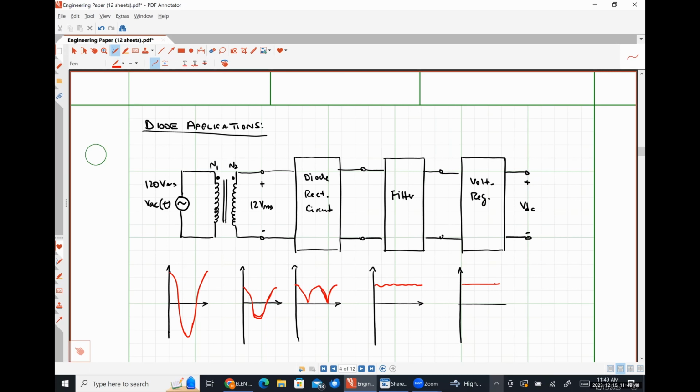Right? So we have our AC time varying signal, our step down AC voltage, then here in the middle, our rectified voltage, our filtered voltage, and then our regulated voltage at our output.